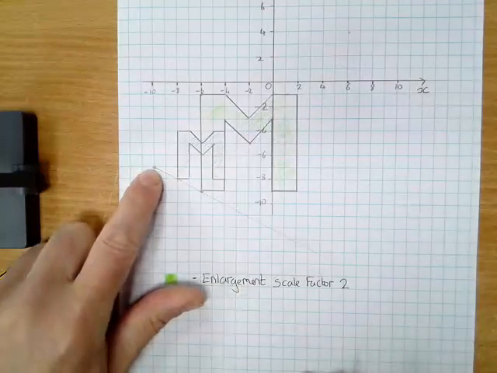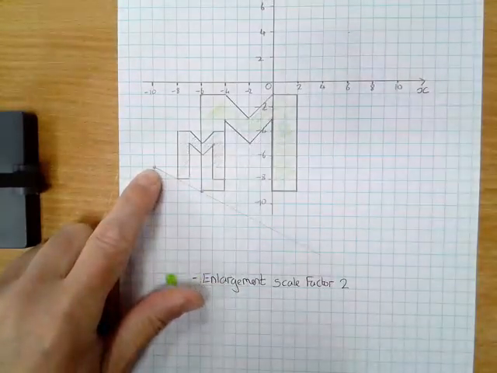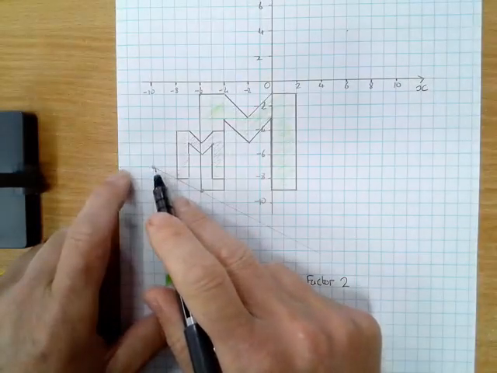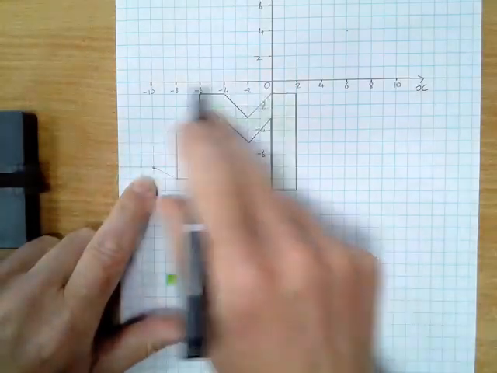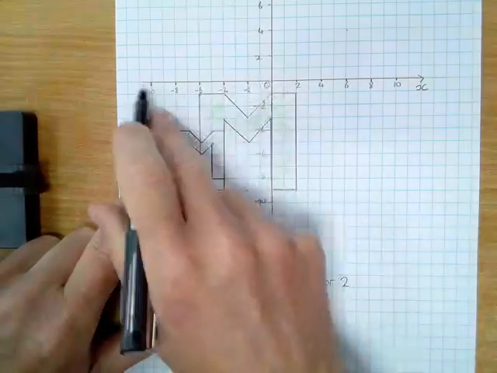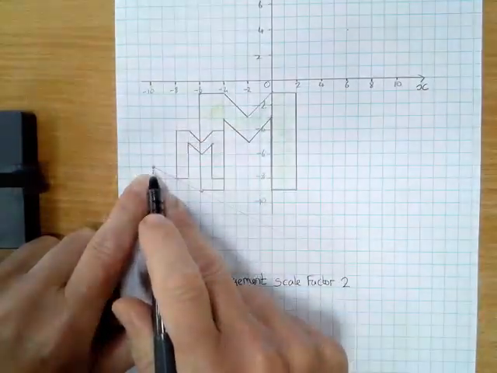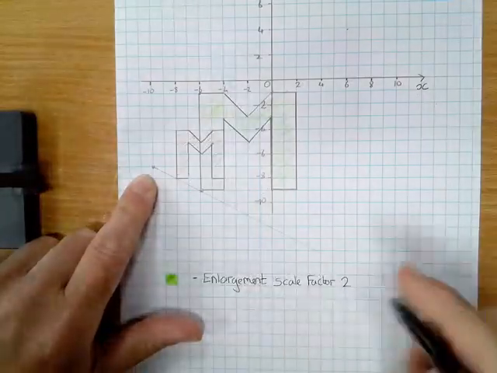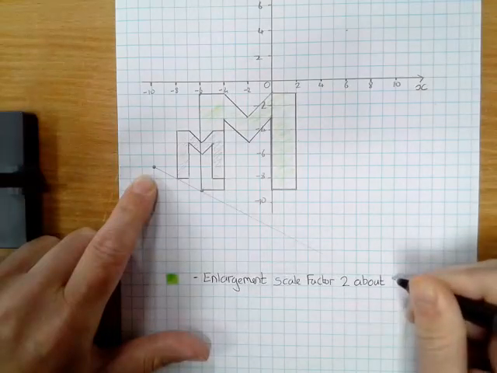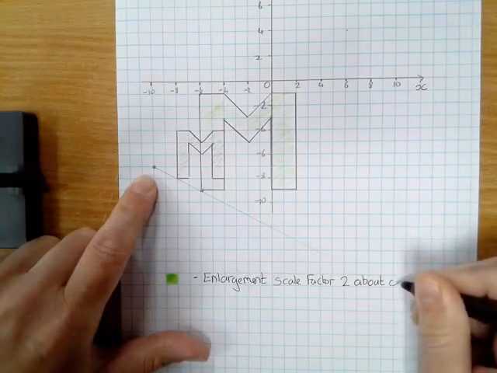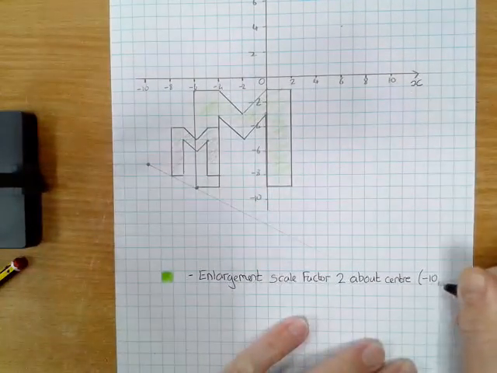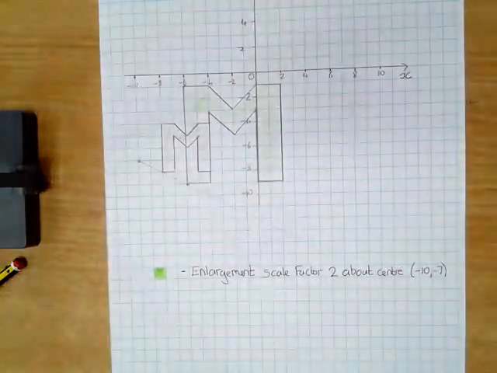Now, if you did coordinates last year, you will know that we can describe a point using coordinates. And this point here would be the point -10, -7. So you do the x first and then the y. So it's along the corridor to -10, down the stairs to -7. So it's an enlargement, scale factor 2, about the point, the centre, -10, -7. Well, I've done my enlargement.